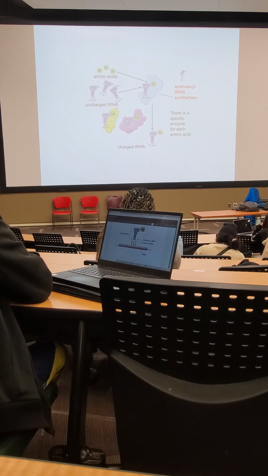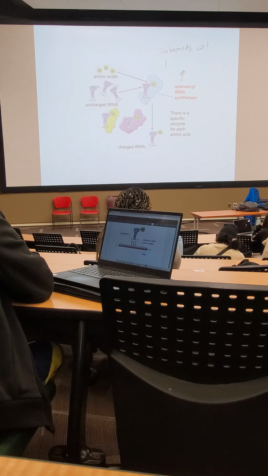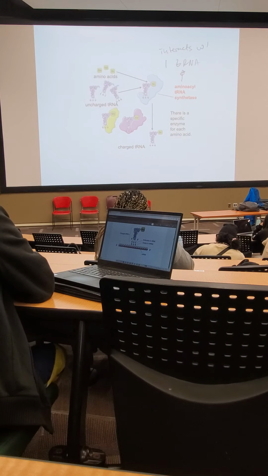So this interacts with one tRNA and one amino acid. So that's what I'm trying to show by the different shapes. They only can fit in certain configurations.